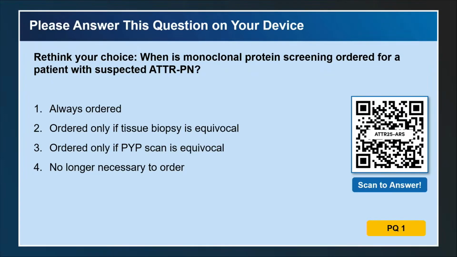Great, and if you could all please answer this question on your device. When is monoclonal protein screening ordered for a patient suspected with ATTR neuropathy? 1 is always ordered, 2 is ordered only if tissue biopsy is equivocal, 3 is ordered only if PYP scan is equivocal, and 4 is no longer necessary to order.